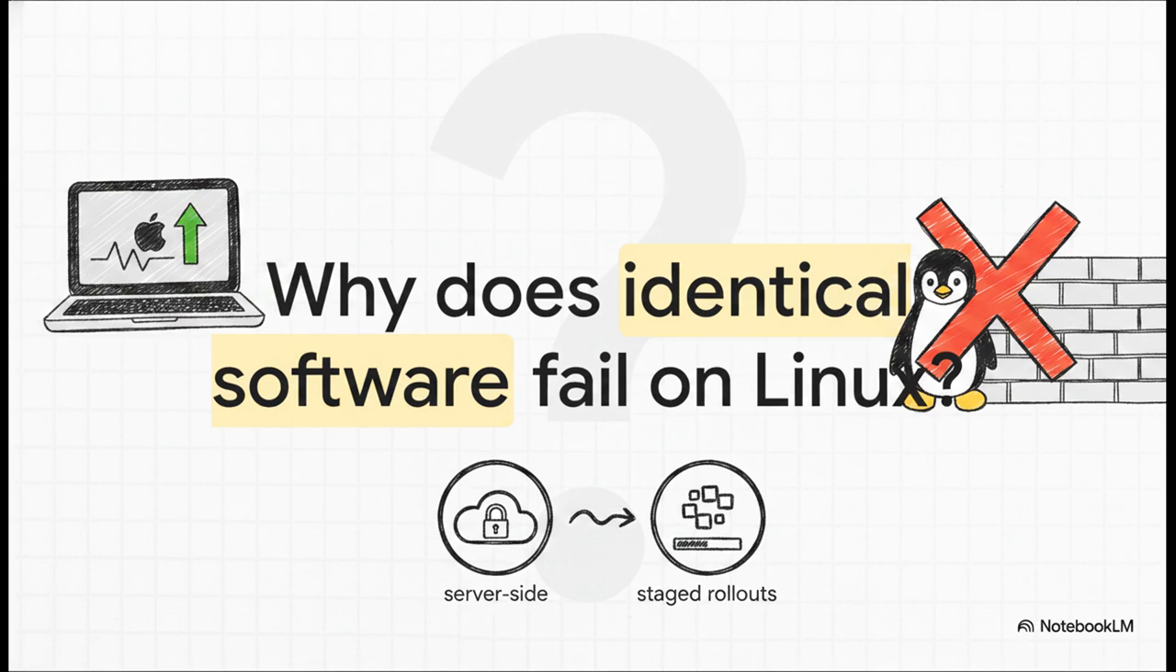So, here's the central paradox we're going to unravel today. The absolute key word here is identical. We're not talking about some sketchy port or an older version that's lagging behind on one OS. We are talking about the exact same code, the exact same version, and the exact same user account. On a Mac? Smooth sailing. On Linux? Boom. A complete, instant brick wall. I mean, how does that even happen?